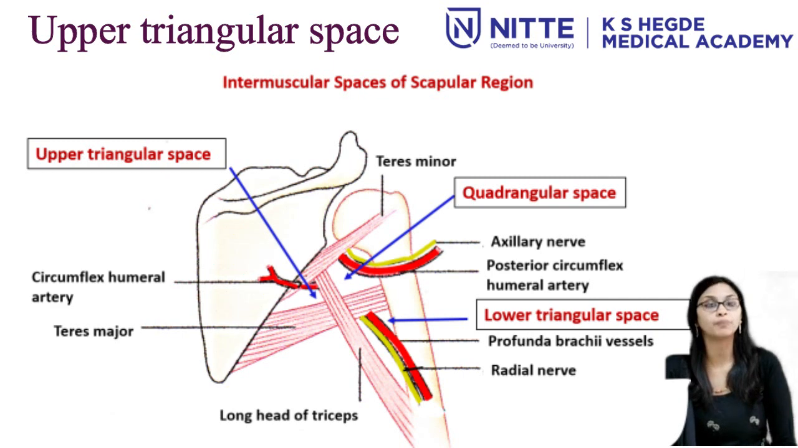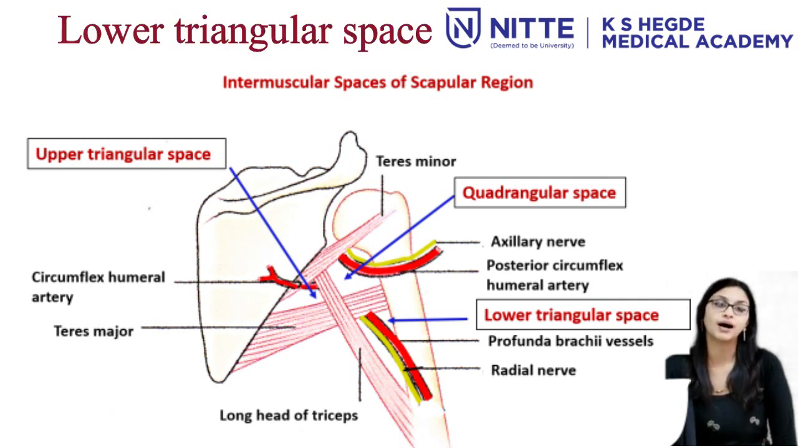Next, about the upper triangular space. This is bounded above by the teres minor muscle, below by the teres major. Laterally, the long head of the triceps forms the boundary. About the contents, the circumflex scapular vessels that pass between the teres minor and the teres major form the content of the upper triangular space.